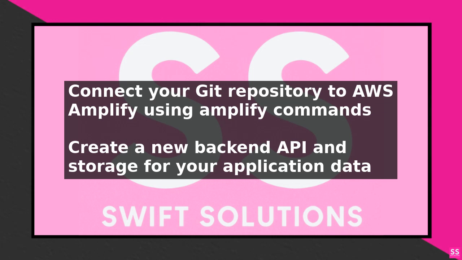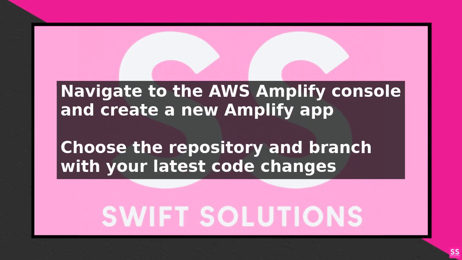Once your code is in the repository, navigate to the AWS Amplify console and create a new Amplify app. Choose the repository you just connected and select the branch you pushed your changes to. Amplify will automatically detect the changes and start building and deploying your application.